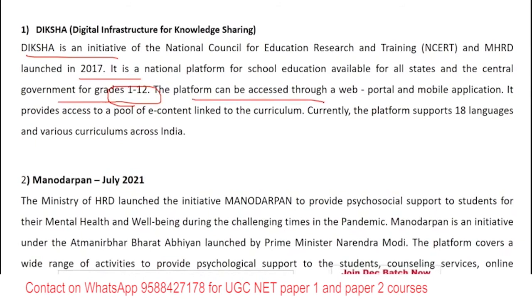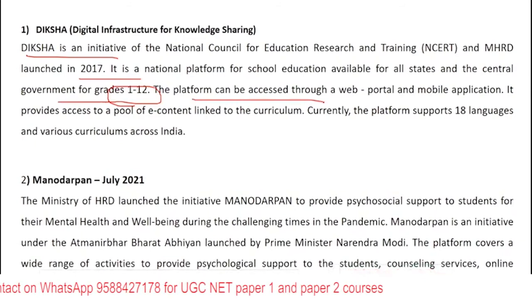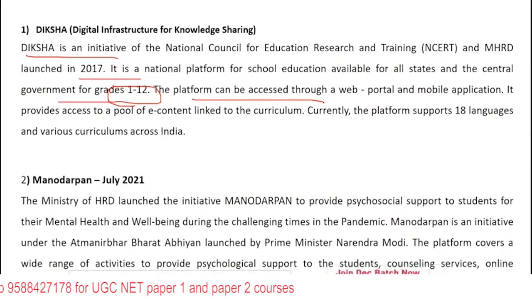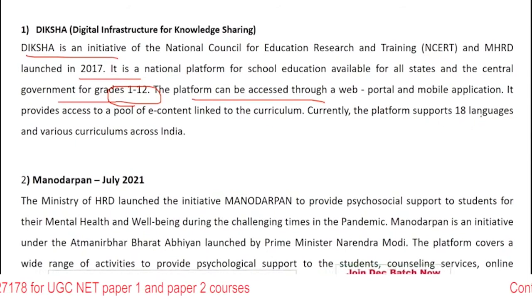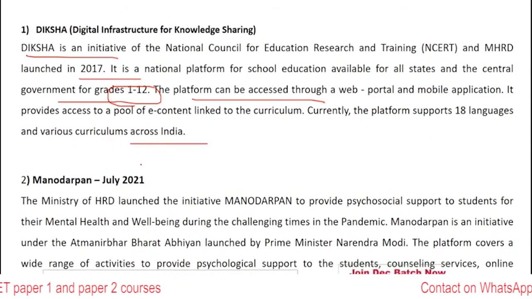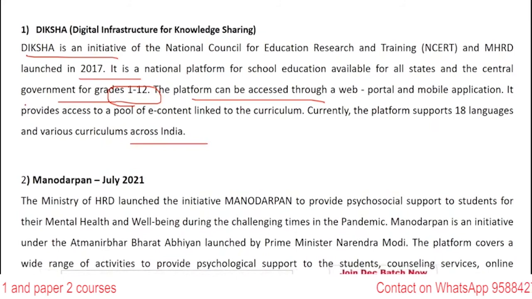The platform can be accessed through a web portal and mobile application. It provides a pool of e-content linked to curriculum. Currently, the platform supports 18 languages and various curriculums across India. So this information is enough, which you have to keep in mind.